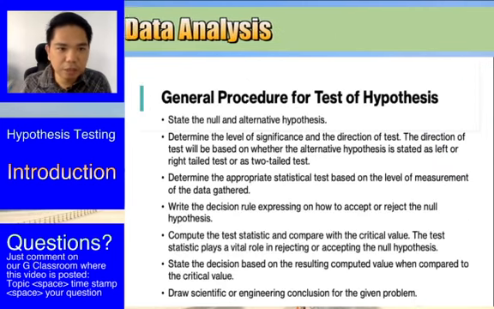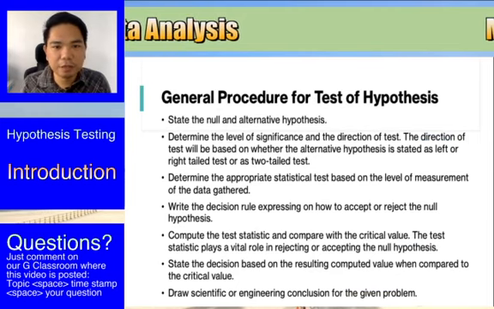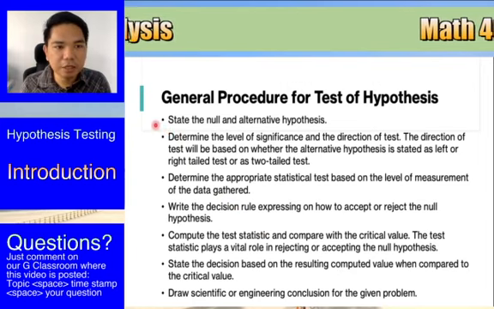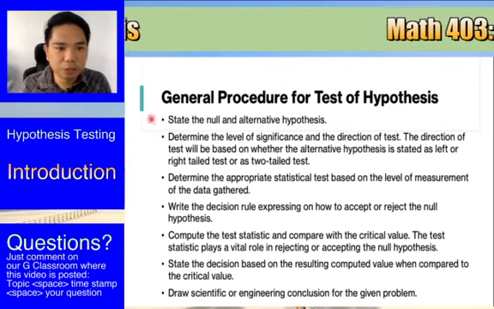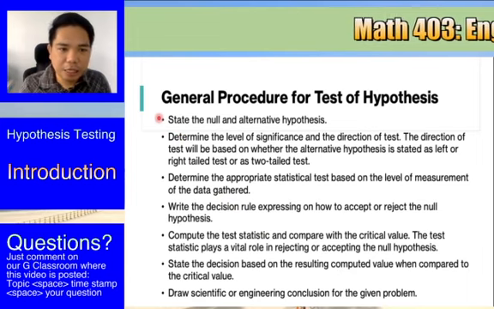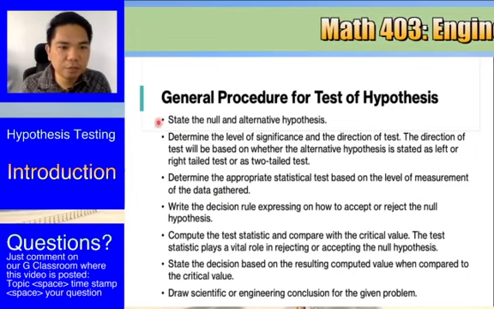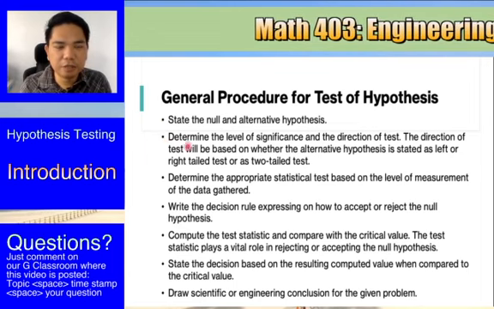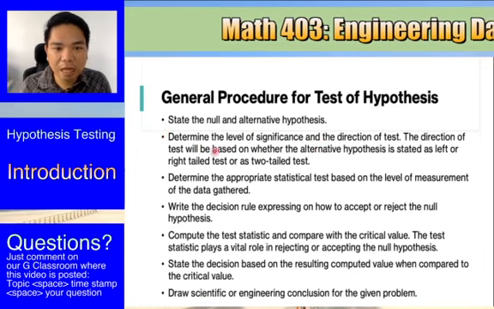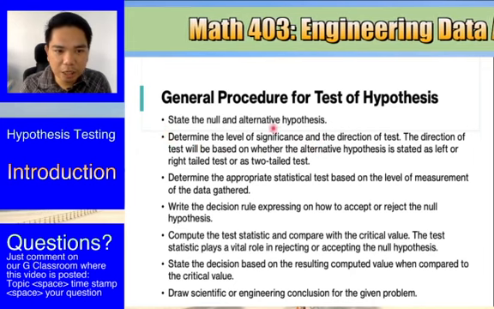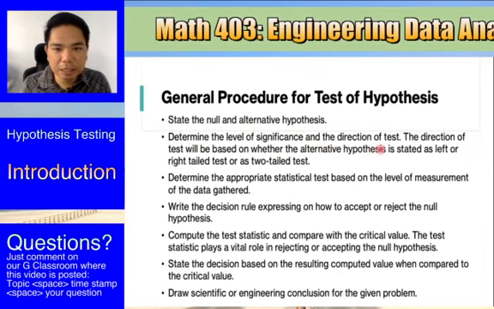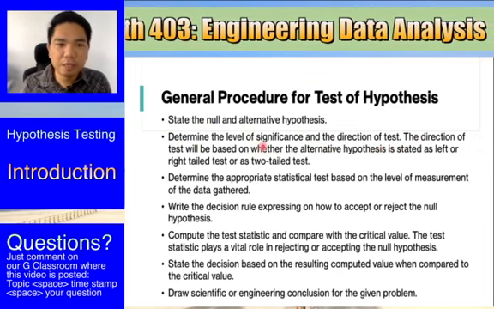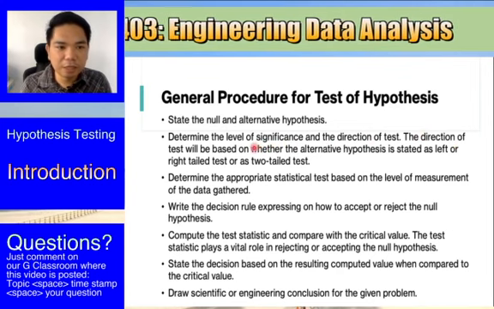Now, recall ulit natin yung general procedure for test of hypothesis. So, una, state the null and alternative hypotheses. Alam naman na natin yan. So, marunong na rin kayo yan. Next, determine the level of significance and the direction of test. So, ito yung alpha. So, pagka alam na natin yung alpha, yung direction of test, so, ito lang kung one-tailed test or two-tailed test. Pag one-tailed, pwedeng left-tailed test or right-tailed test.